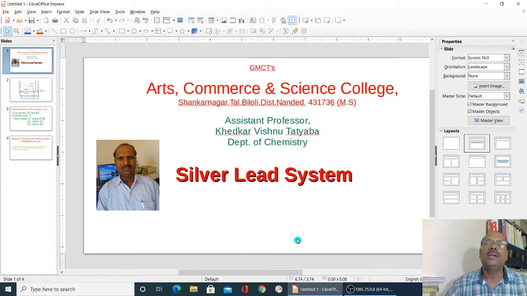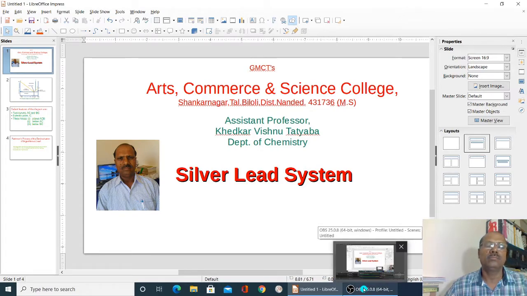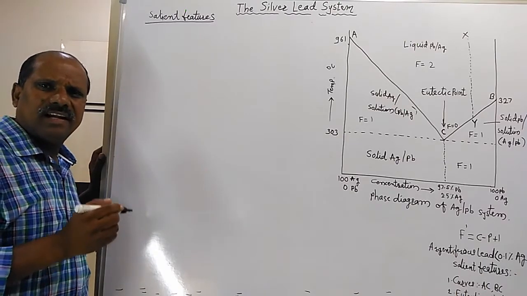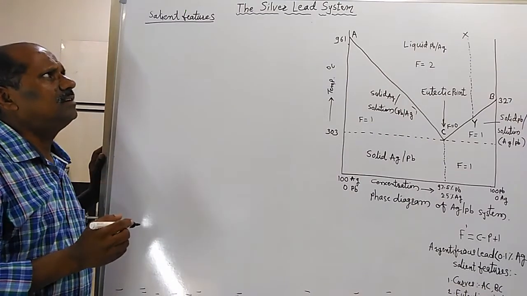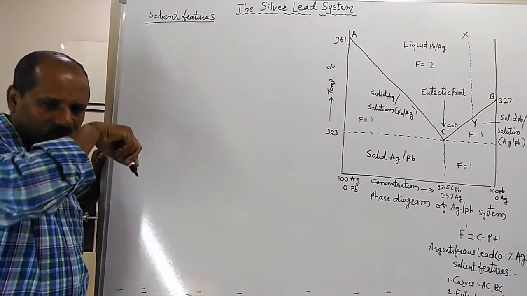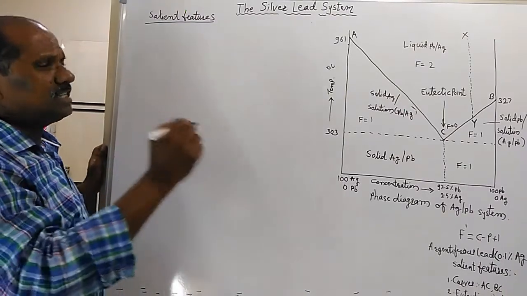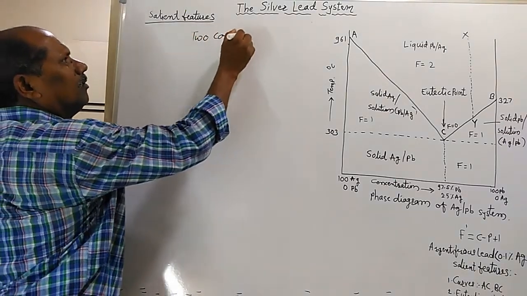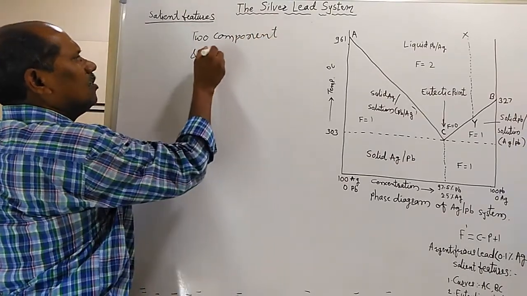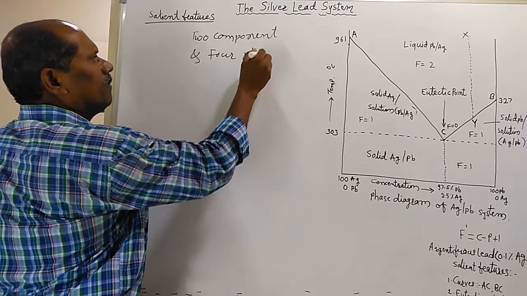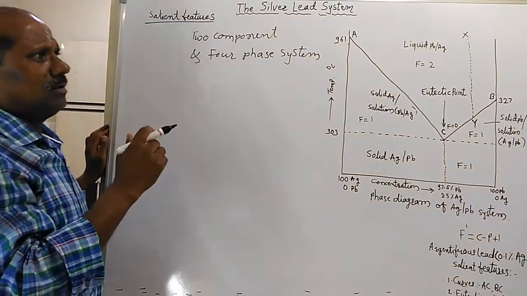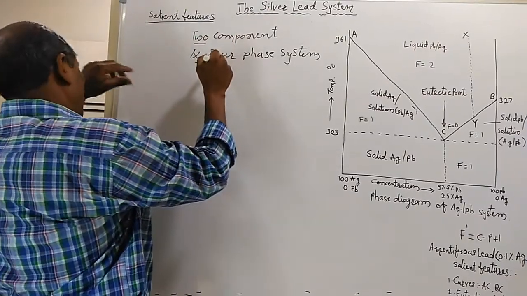So see the board. Now, for further detailed understanding, I am explaining the silver lead system in detail with the help of the board. This system is called a two component and four phase system.